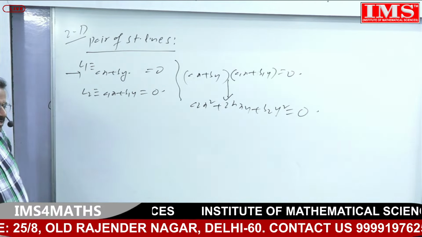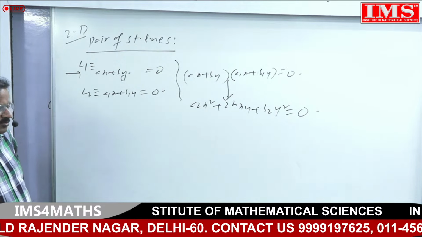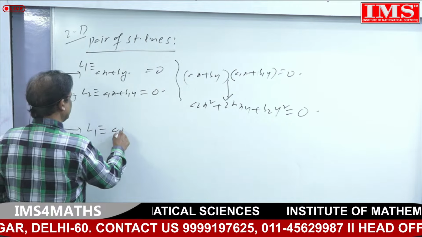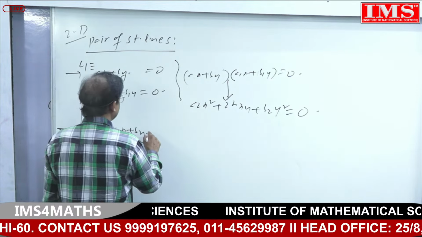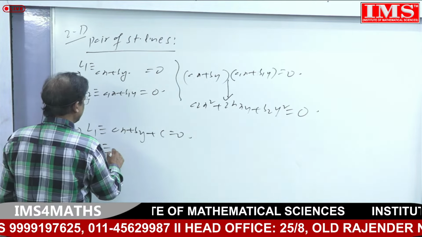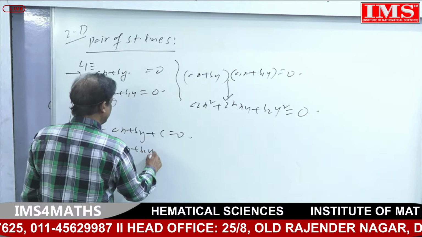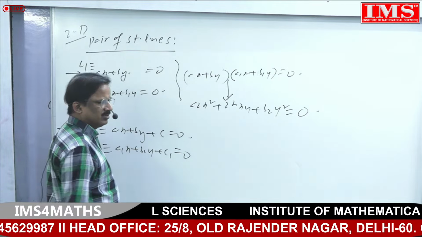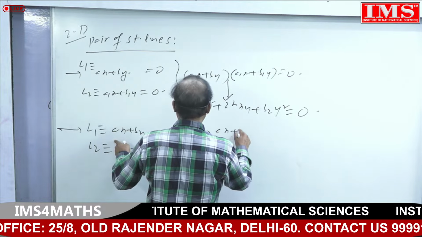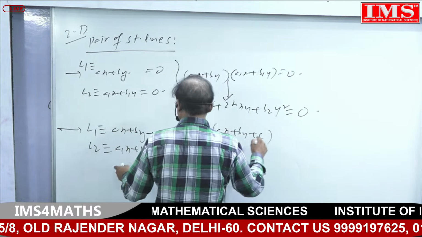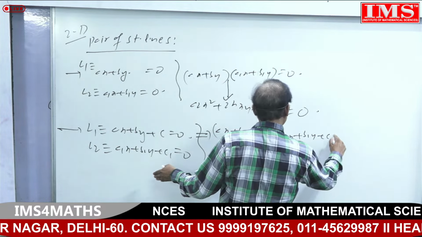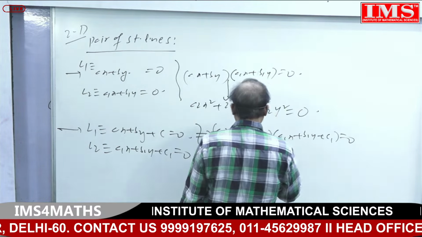But it's not necessary for me to take lines passing through the origin. You can also take line L1: ax plus by plus c is equal to 0. Another one is line L2: a1x plus b1y plus c1 is equal to 0. From these two, I can club them. I'll get ax plus by plus c into a1x plus b1y plus c1 is equal to 0. When I expand, what happens here?